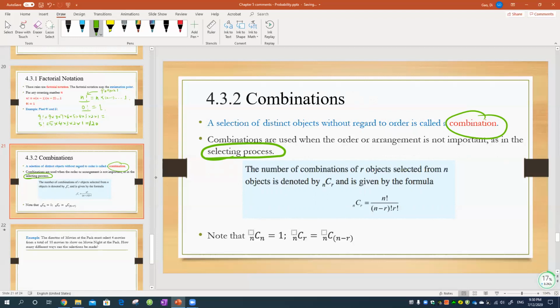We say the number of combinations of r objects selected from n objects is denoted by C, the capital letter C, which we read as choose. So n choose r. Here n is how many objects we have, and r is the number we want to select. So n is always greater than or equal to r. The combination is given below: n choose r equals n factorial divided by n minus r factorial times r factorial.